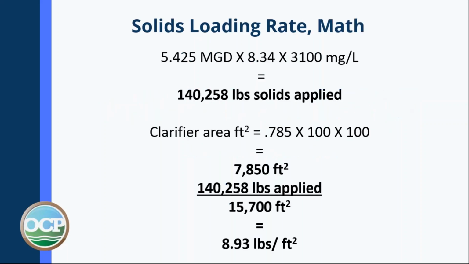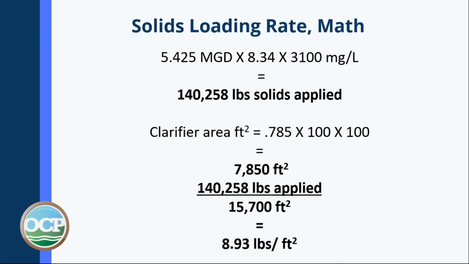We calculate the pounds formula. The flow is 5.425 million gallons a day times 8.34 times 3,100 milligrams per liter. That was the concentration given in the problem. That means you're adding 140,258 pounds of solids.